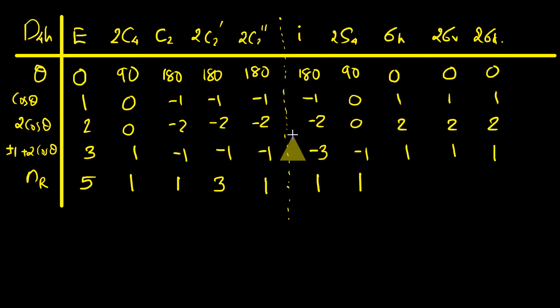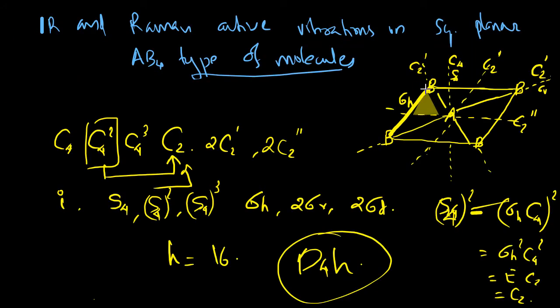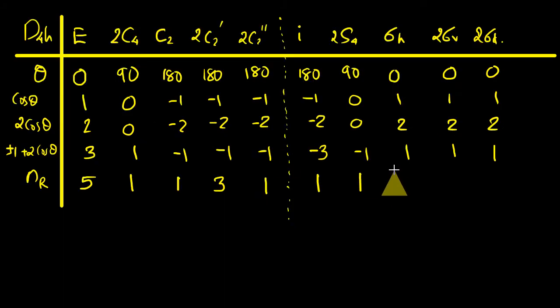Okay, and what about sigma h? Sigma h is the molecular plane, and the molecular plane contains all the elements of AB4. All the elements are there in the molecular plane. Therefore, all the 5 atoms retain their position during the sigma h. So it is 5 here.